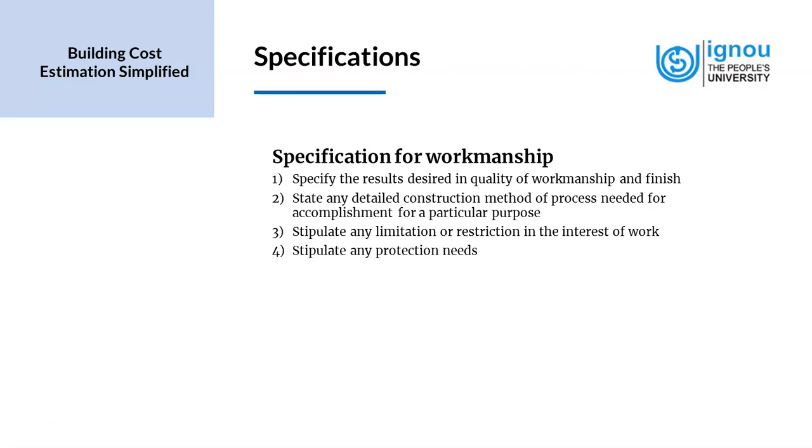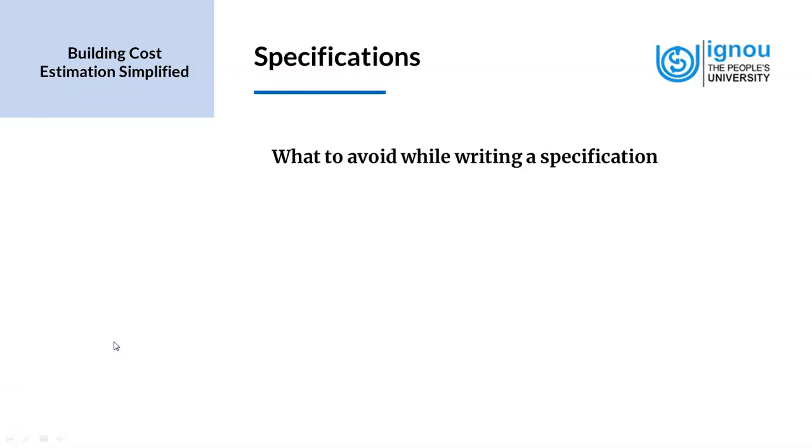We need to stipulate any protection needs that are to be followed. We need to also mention the method of inspection and tests that are to be followed. These are the specifications for workmanship. So we saw what are the ways of writing specifications, and now we look at what are to be avoided while writing a specification. We need to avoid indefinite specification.